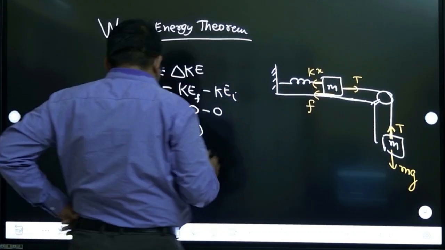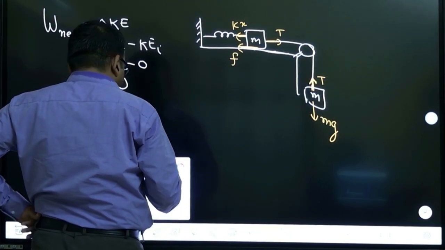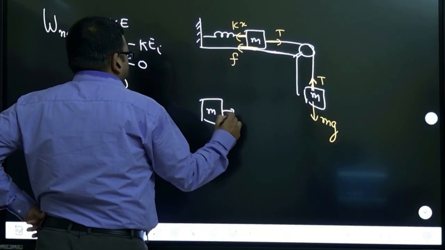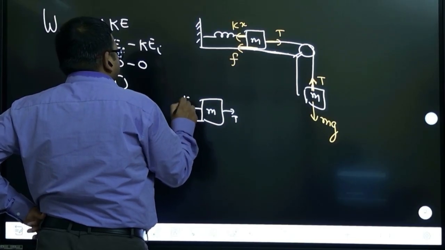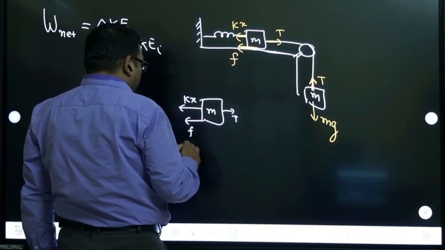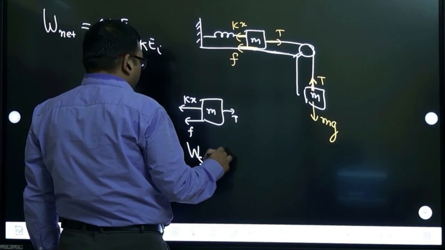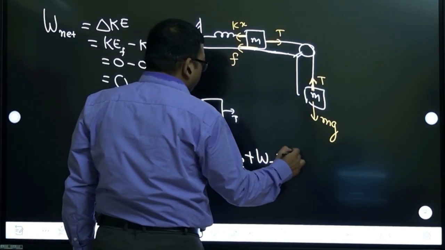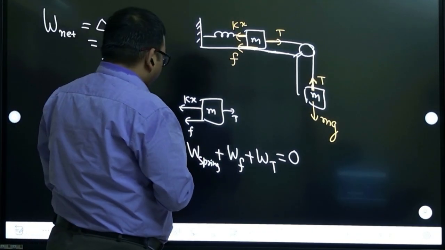Let us try on first body and second body both, okay? Because both bodies start from rest and become rest finally. So let us take both the bodies. This body I will take first body. So here tension is acting and friction is acting and spring force kx is acting. On this body, work done by spring force plus work done by friction plus work done by tension is equal to 0, because its kinetic energy is also going from 0 to 0, right?